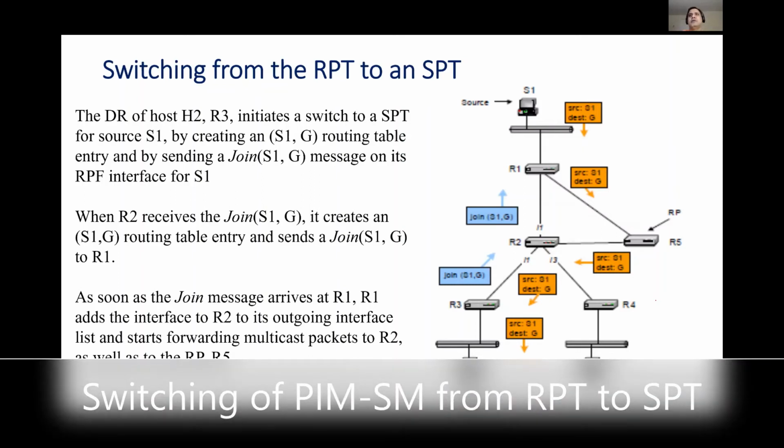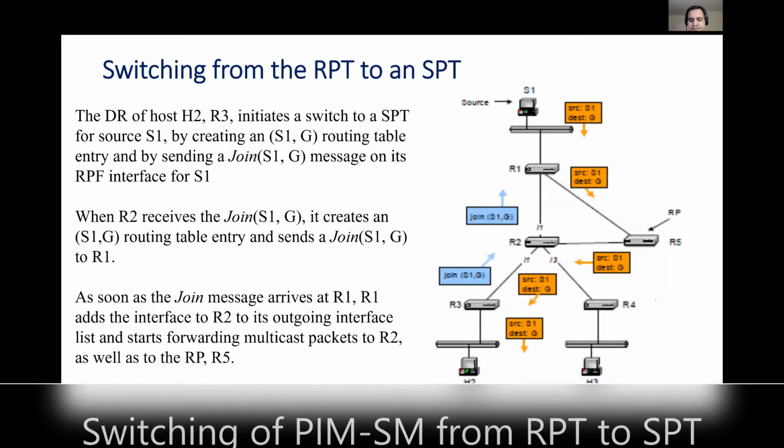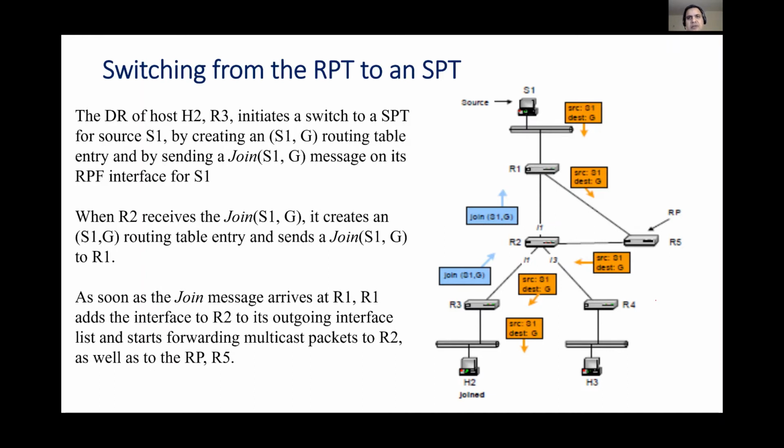Rendezvous point based operation in PIM sparse mode has the ability to move. I can stop working as a rendezvous point tree, and I can go to the source based, shortest path based tree or source based tree. So I'm working in group mode, and with this I would go to the source mode.